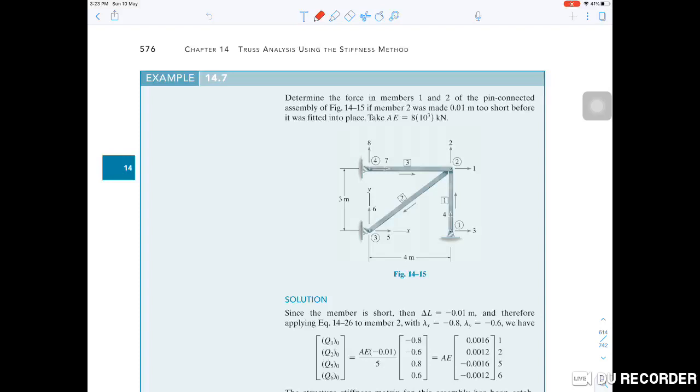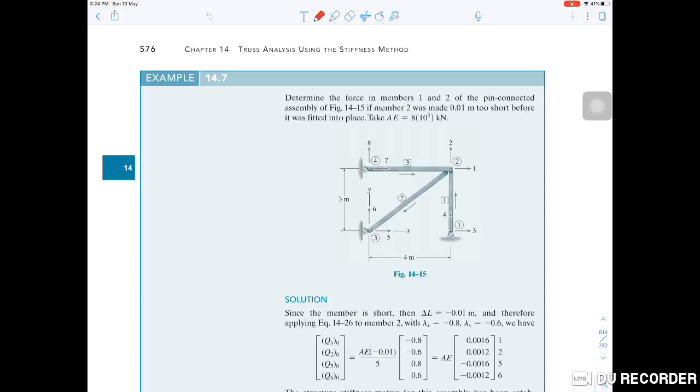Okay, let's look at example 14.7 in the textbook. This is the truss in figure 14.15. Determine the member forces of the pin-connected assembly of figure 14.15 if member two was made 0.010 short before it was fitted into place. Okay, take AE equal to 8,000 kilonewton.